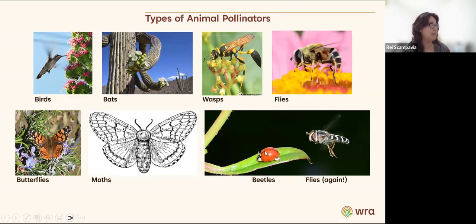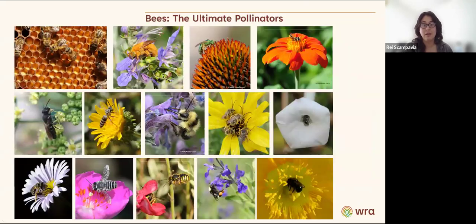We also have beetles and flies again. Flies are also very important pollinators. But bees are the main contributors to pollination worldwide. And so I have here in this slide photos of bees. And believe it or not, these are all photos of bees that were taken in California.